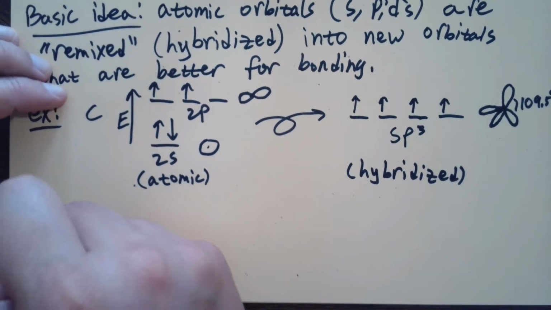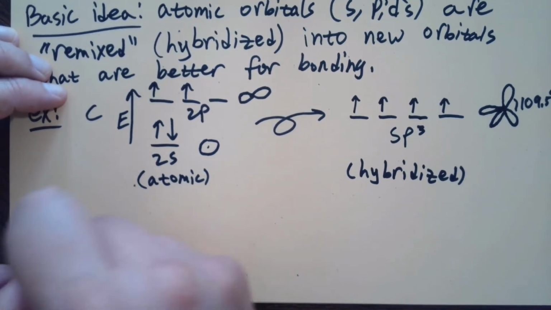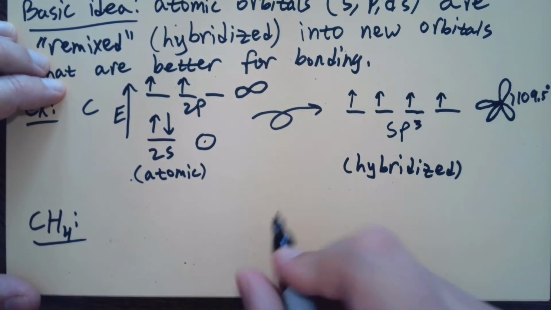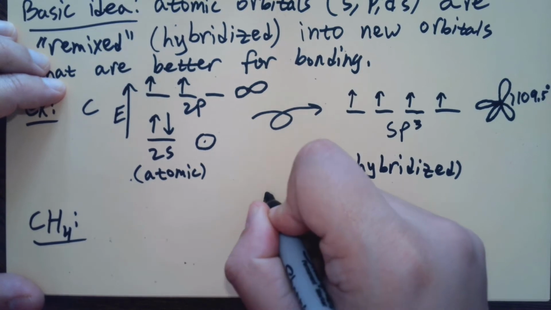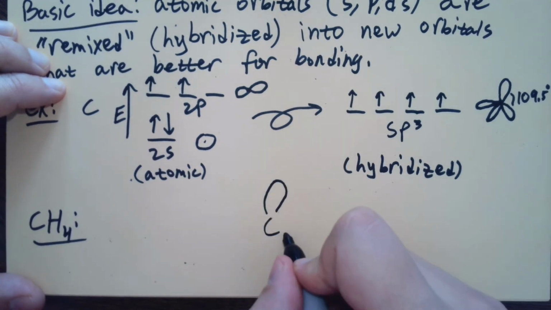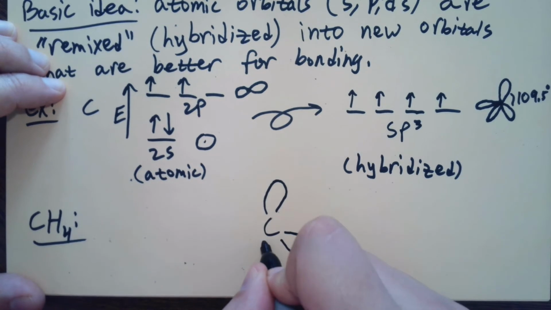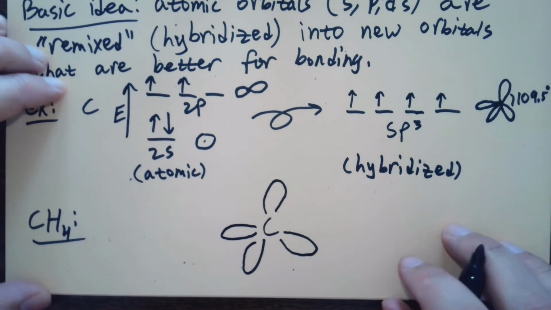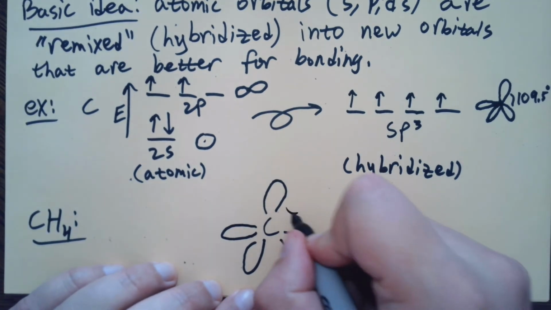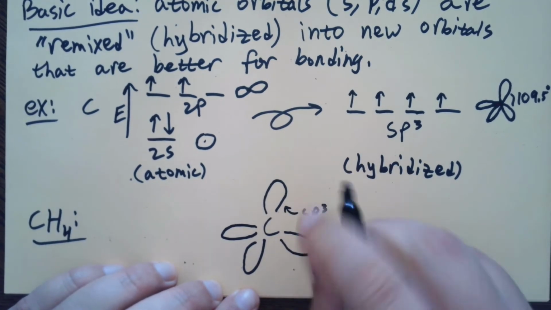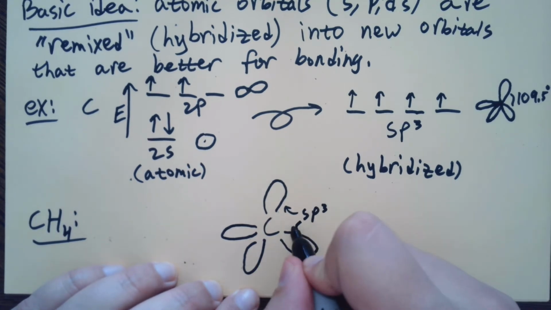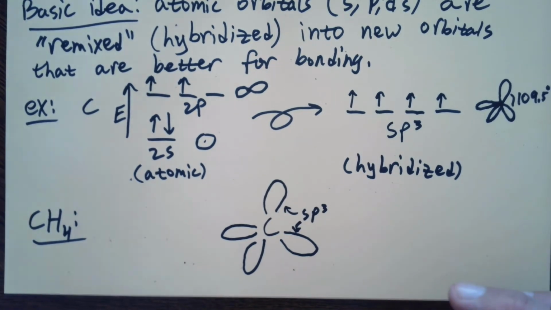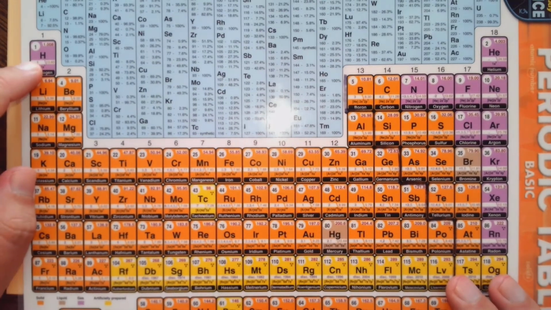So if we look at CH4, I'm going to move it over here so I have a little bit of room in the middle. I've got my carbon. And it's going to have 4 sp3 orbitals. So these are all sp3 orbitals coming off the carbon. What about hydrogen? What does hydrogen do? Well, it has the 1s orbital.